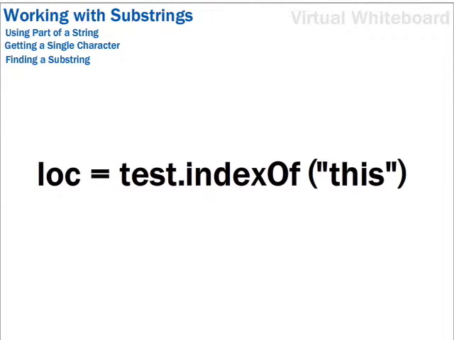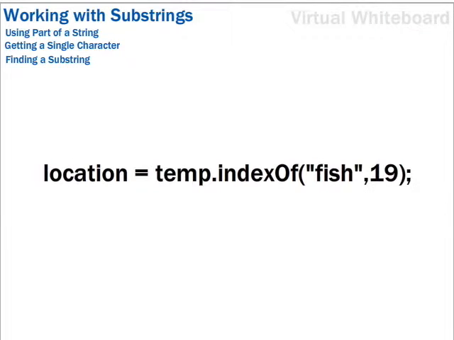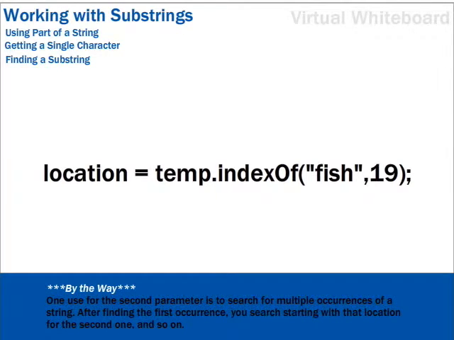The value returned in the loc variable is an index into the string, similar to the first index in the substring method. The first character of the string is index 0. You can specify an optional second parameter to indicate the index value to begin the search. For example, this statement searches for the word fish in the temp string, starting with the 20th character.